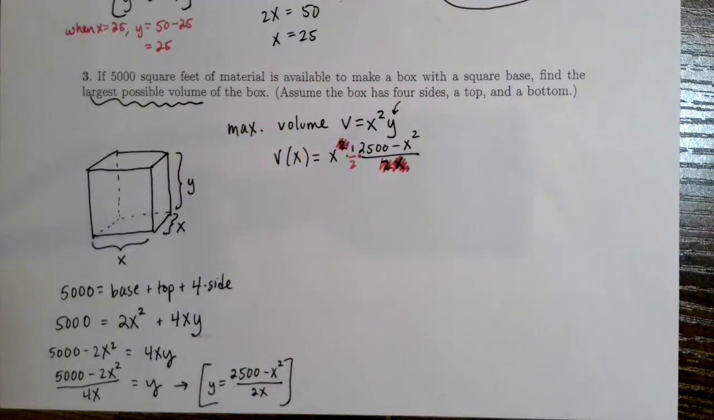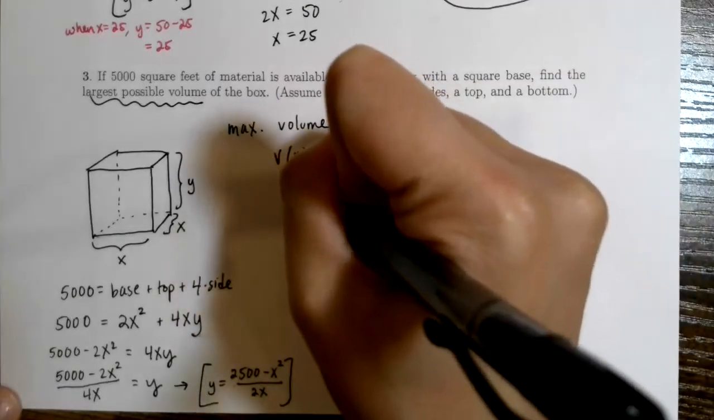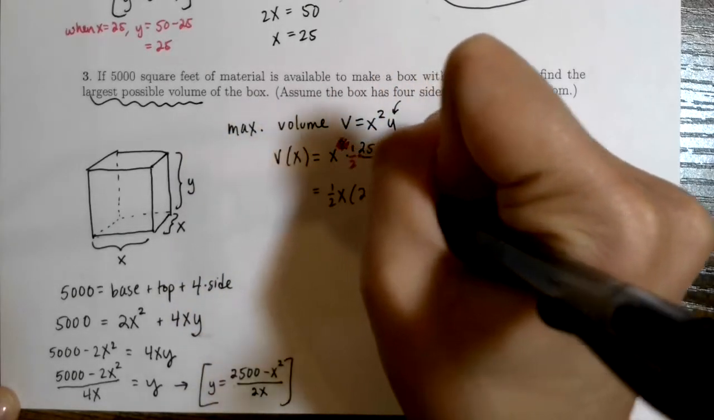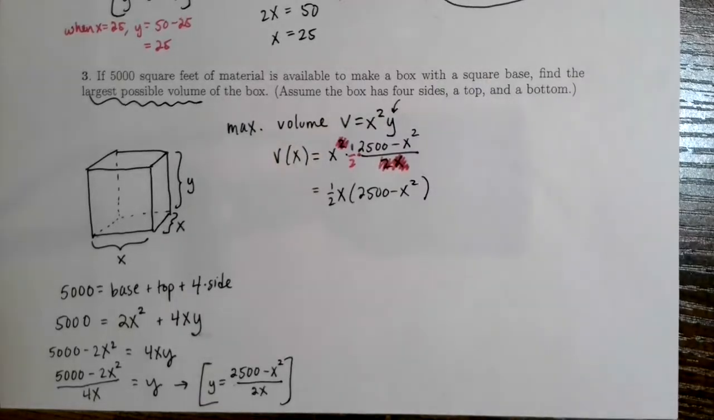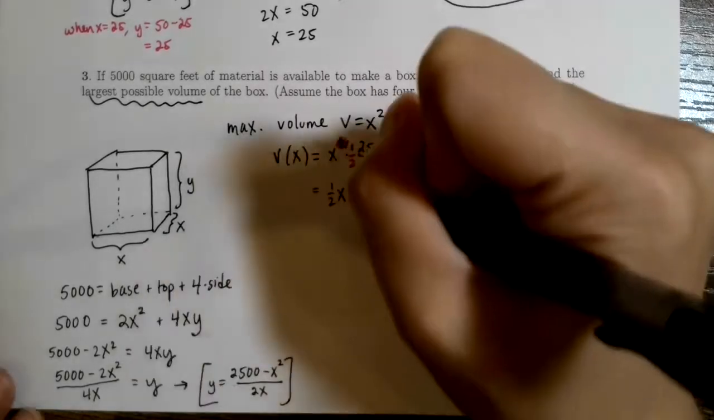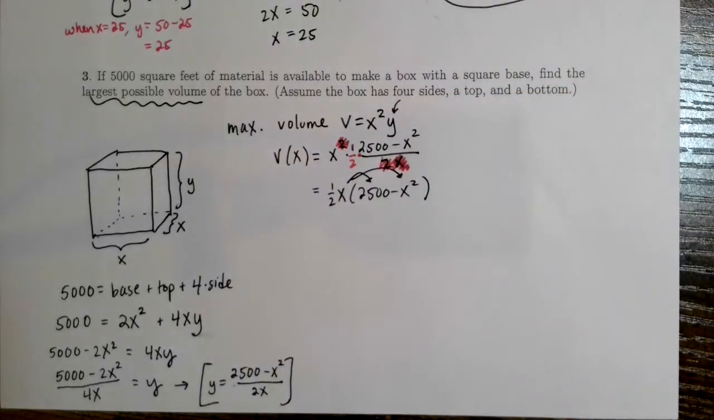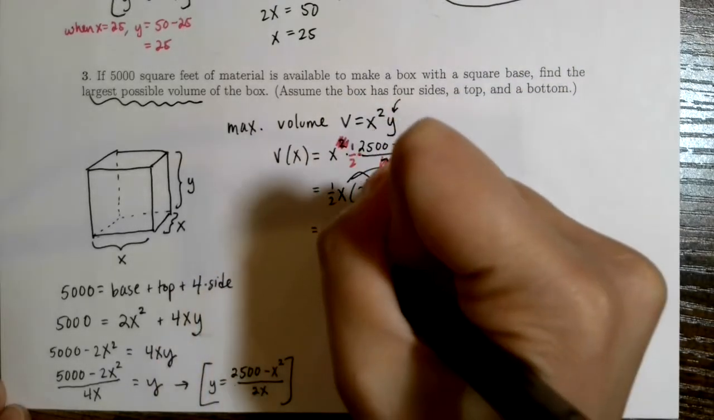Times 2,500 minus x squared. I'm just going to clean this up as much as I can. So that's 1/2 x times 2,500 minus x squared. And then I'll distribute the 1/2 x in. Again, I'm just trying stuff to make this look as nice as possible.